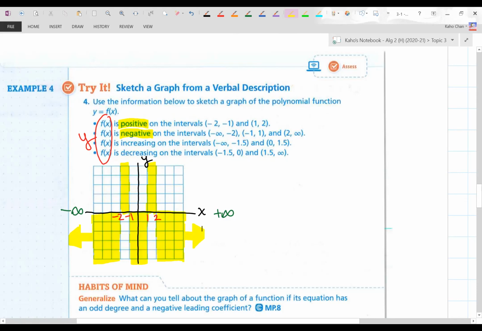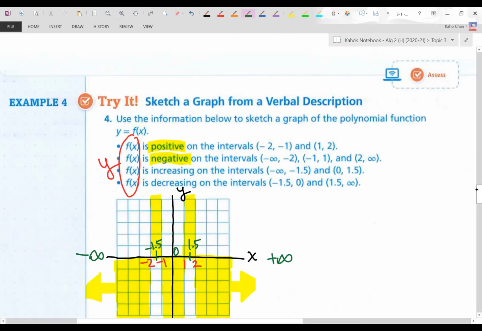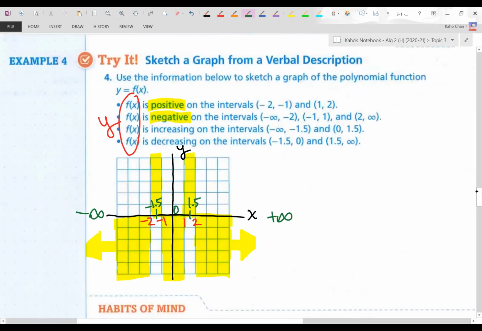Back to increasing and decreasing. Interesting. It's increasing on the intervals from -infinity to -1.5. That's kind of interesting. -1.5 is like right there. And from 0 to 1.5, okay. There's 0, and 1.5 is right here. I want to zoom in a little more to see things a little better there. There we go. That's probably clearer for you guys.